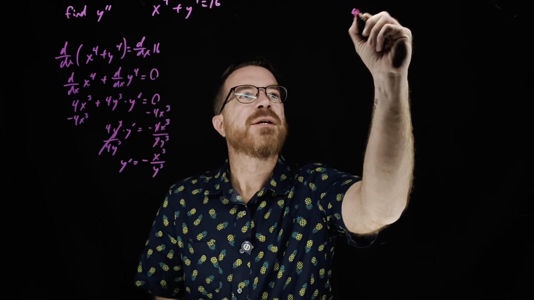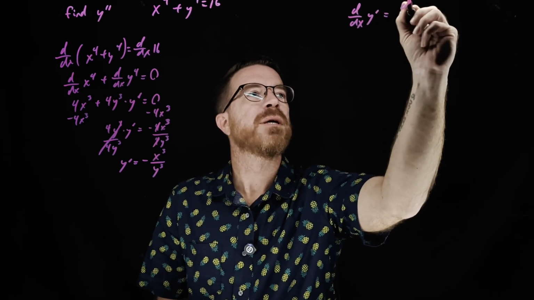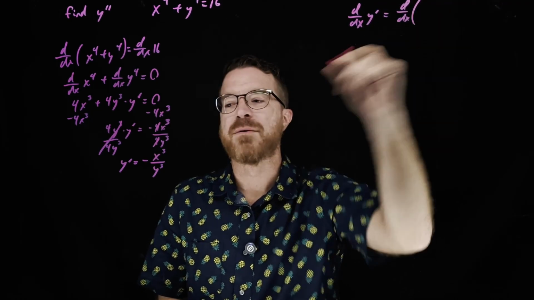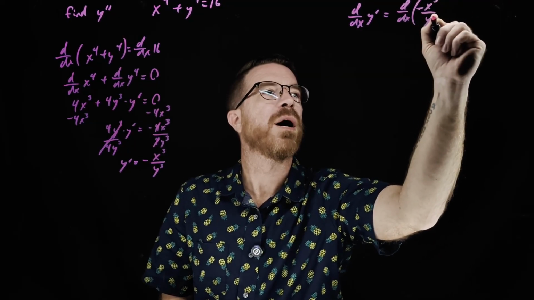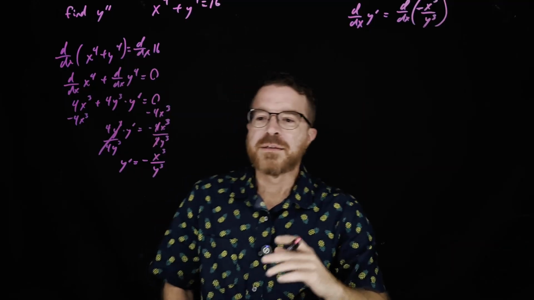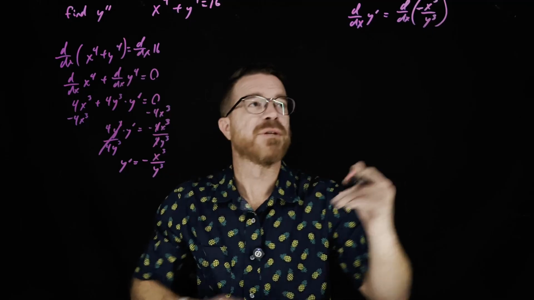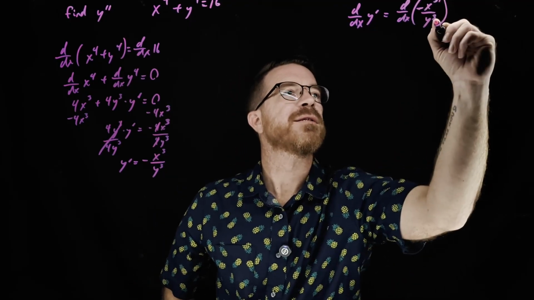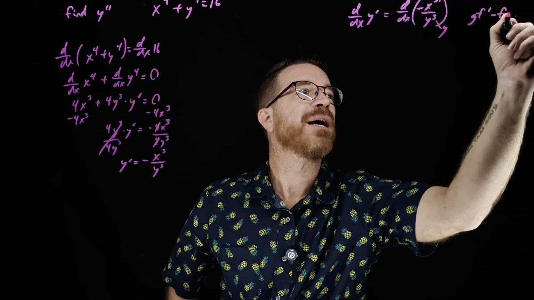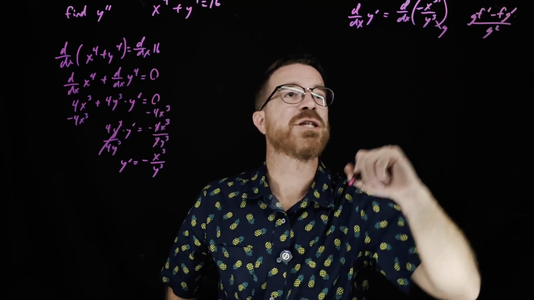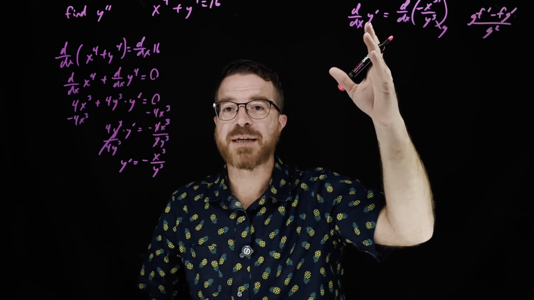So we have d dx of y prime equals d dx of minus x cubed over y cubed. So doing this, what do we have to do? Well, this is just going to be the quotient rule to take this derivative, right? Because this is going to be our f term, this is going to be our g term, so we have to use our quotient rule, which is going to be g f prime minus f g prime divided by g squared.